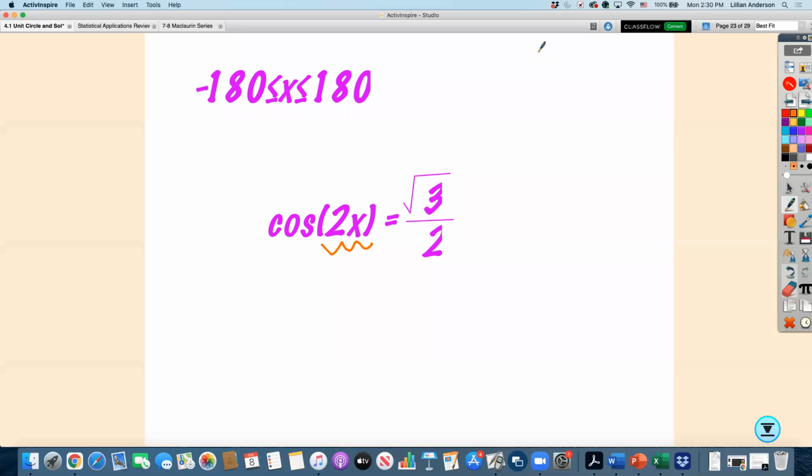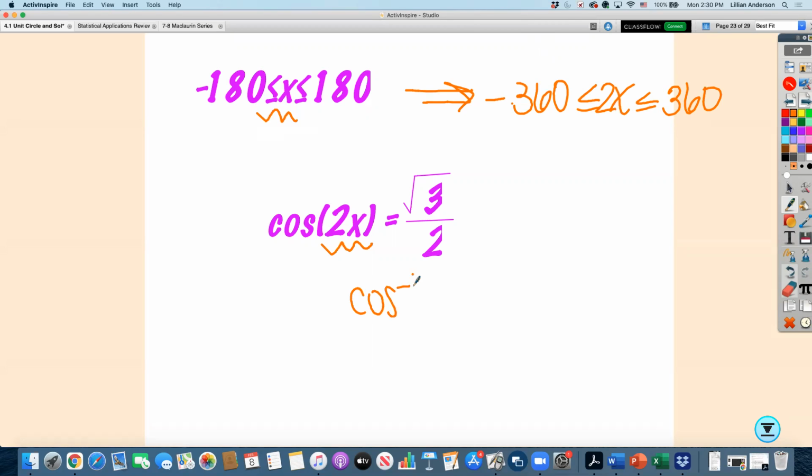So for this particular problem, cosine 2x equal to √3/2. Hopefully you noticed that I am going to have to adjust my domain to what? -360 to +360. Exactly, because I have to multiply both sides by 2 to make sure it's 2x. Now this is so I can make sure I include all the possible solutions where cosine is a positive √3/2.